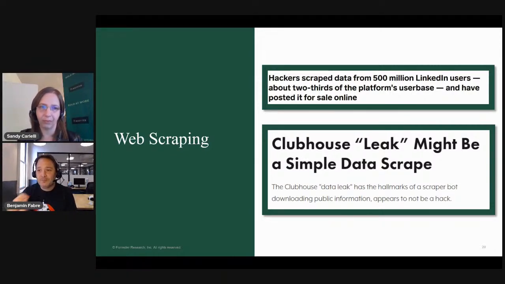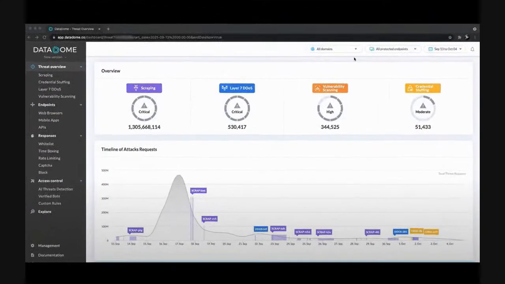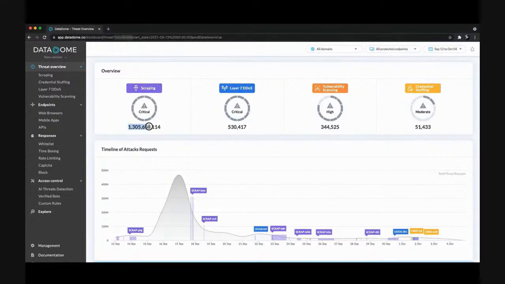And you're right that the border between a data leak and intensive scraping is thin. This is understandable, as scraping can look very scary. Let's take an example of price scraping on one of our customer websites. We can see here that during one month, this mobile application and website have faced more than 1.3 billion requests. So this is a critical level. And this is not only reaching the web browser traffic, but also the mobile apps and the different APIs.